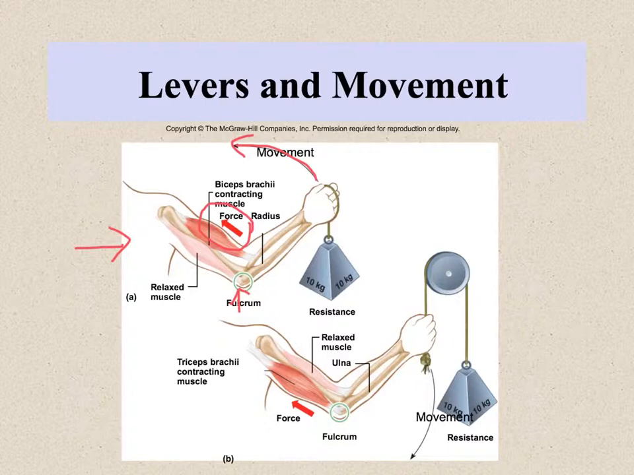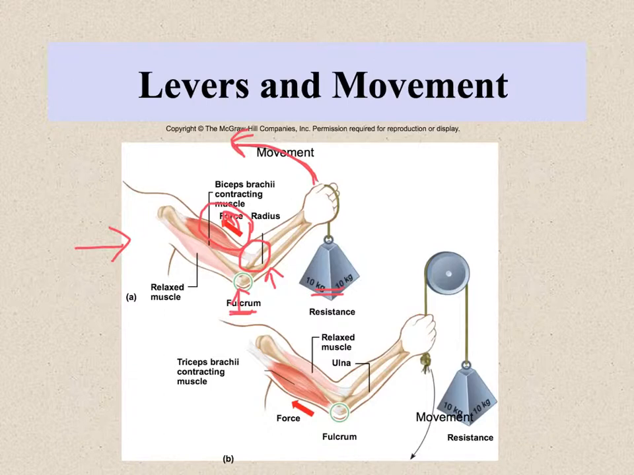You can see that the attachment site here for your biceps muscle is on the radius. And so it ends up being in between the fulcrum and the load, which is the definition of a third class lever. As I said, a small movement here for your biceps ends up in a large movement down at the end of your arm, a much faster response.